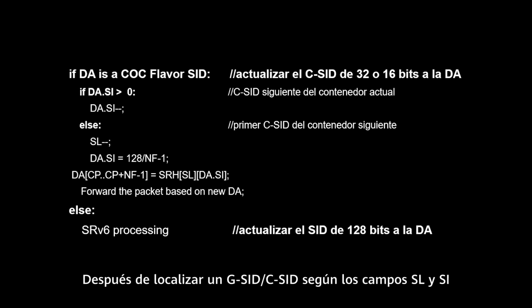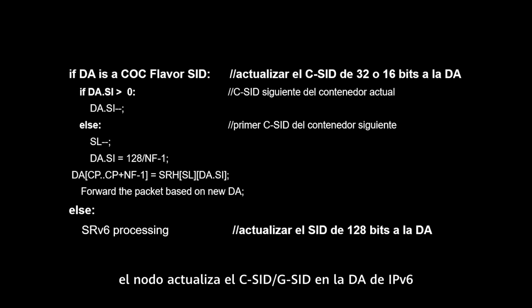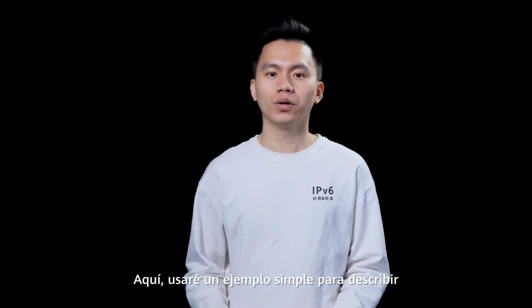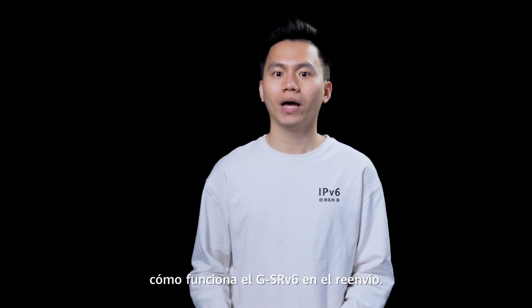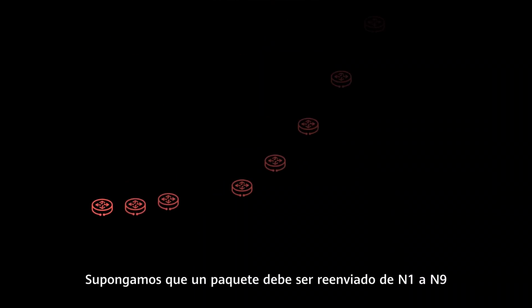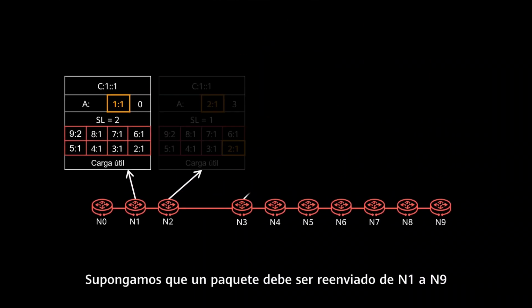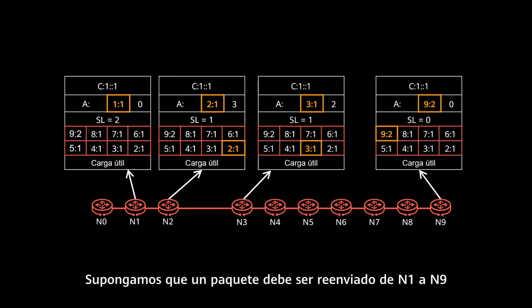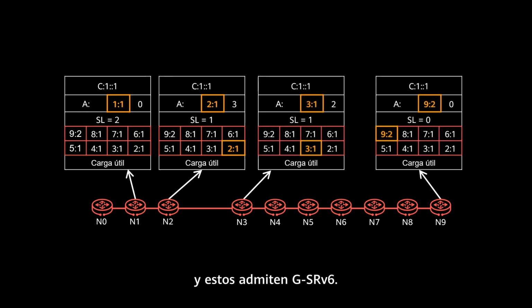So after locating a G-SID or C-SID in the SRH, we can update the C-SID to the IPv6 destination address, and then we can forward the packets based on the updated destination address. Here, I will use a simple example to describe how G-SRv6 works in forwarding. Assuming that a packet needs to be forwarded from node 1 to node 9, and they support G-SRv6.